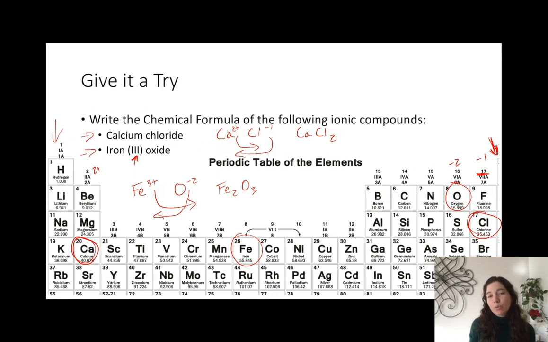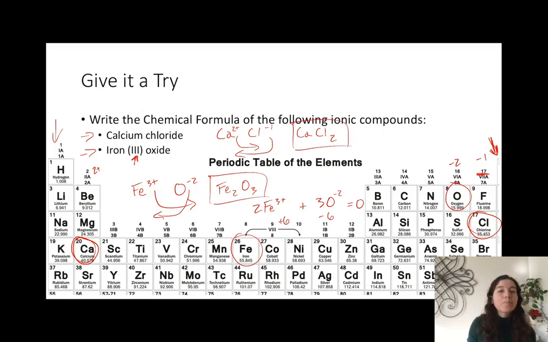If you think about it charge-wise, this makes sense. So we need 2 Fe3+, because that gives us 6+ in order to even out our 3 O2-. So that would give us a total of +6 on the charge and -6 on the charge, which gives us an overall charge of 0, which is what we're looking for here. So that would be your final answer for each of these.